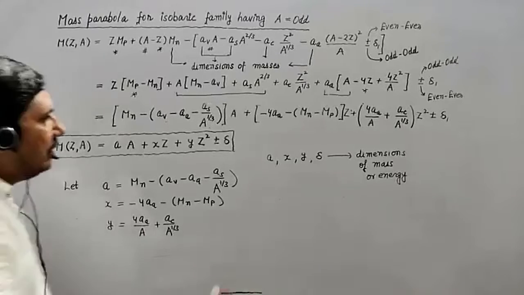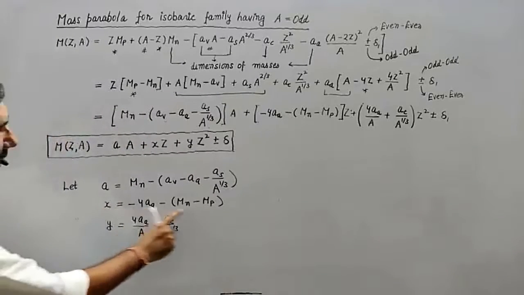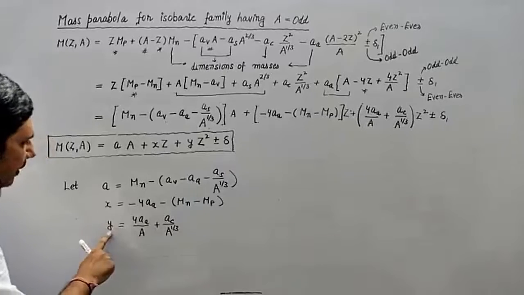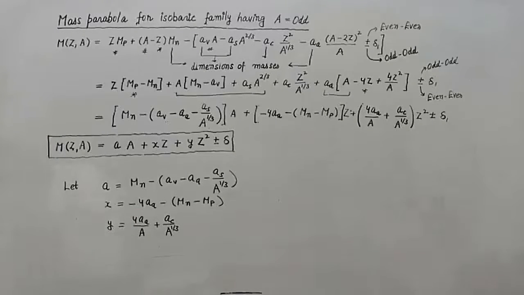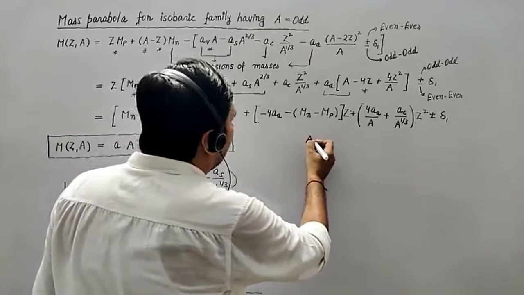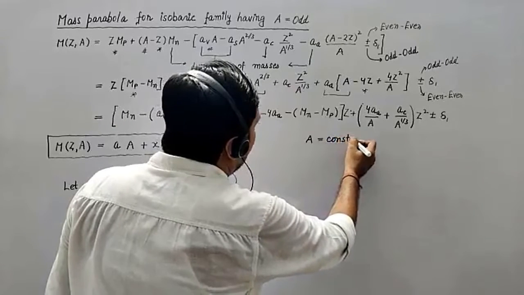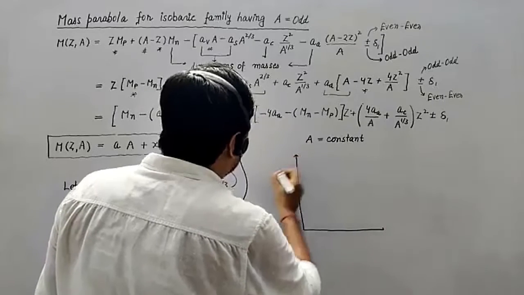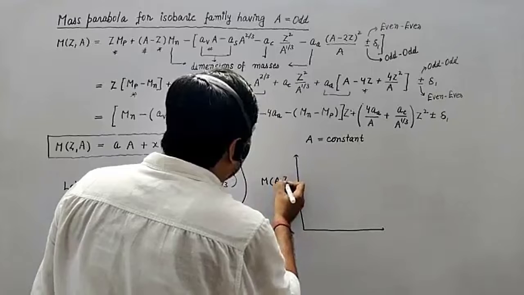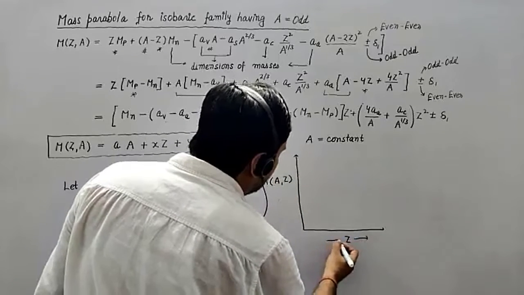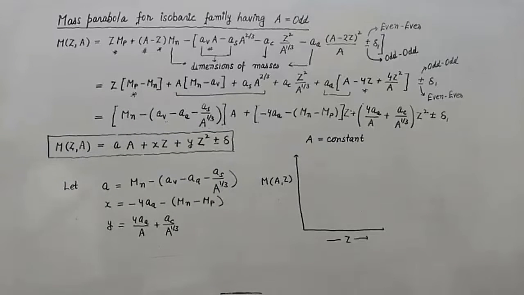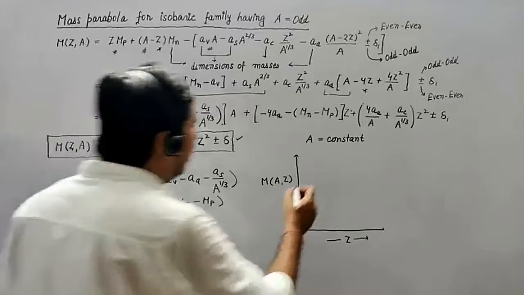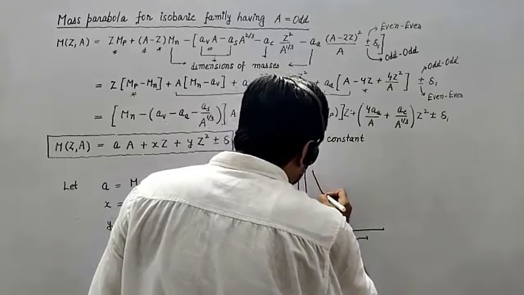Now, you can observe that X is independent of A, a is partially dependent on A, and this dependency is through the last term, and Y is nearly proportional to 1 upon A. If I assume A is constant and then plot the mass of the nucleus M(A,Z) as a function of Z, the atomic number, then we will find a plot like this, we will have a parabola.